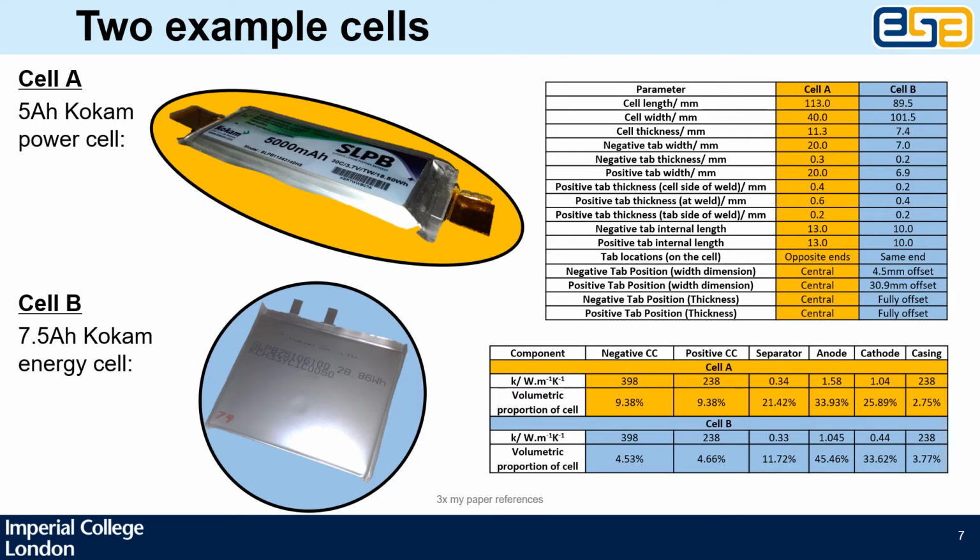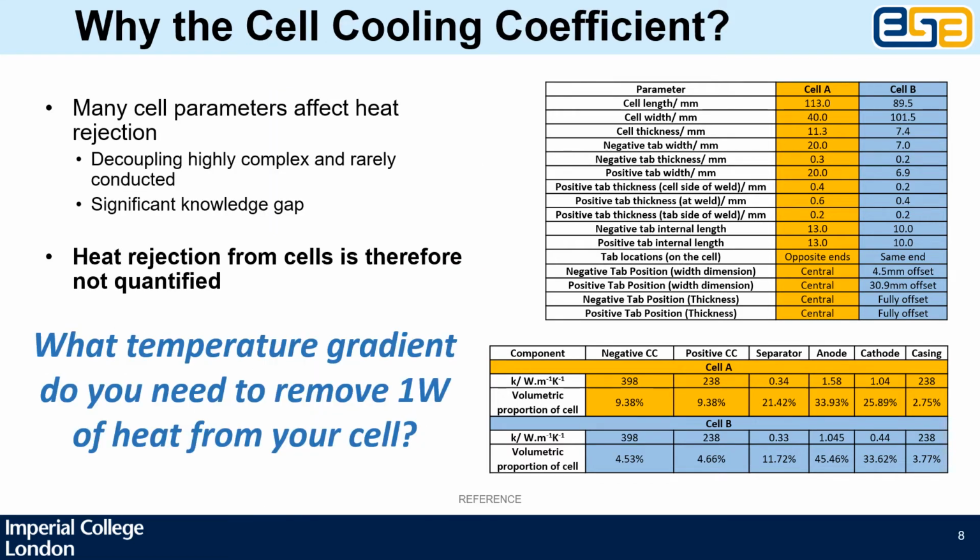We have no way to actually quantify either cell's capability to be either surface cooled or tab cooled. Every one of the parameters shown in these two tables would have a part to play. Often, cell disassembly and many characterization experiments would be required to populate such tables. The cell cooling coefficient is designed to try and solve this limitation.